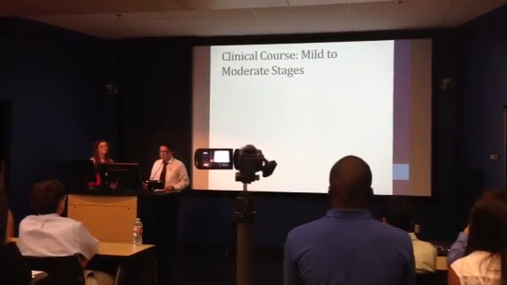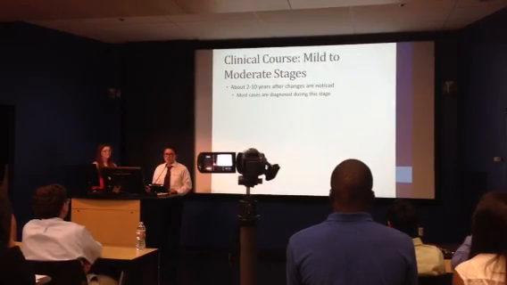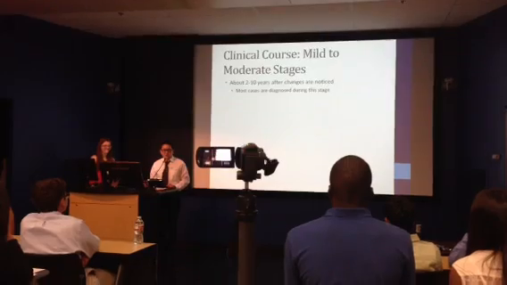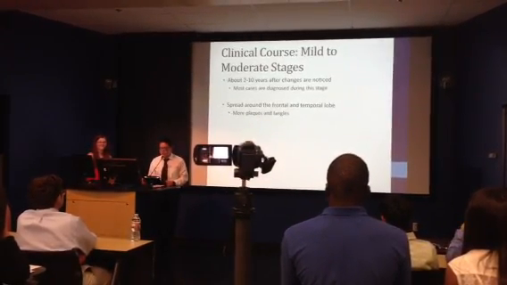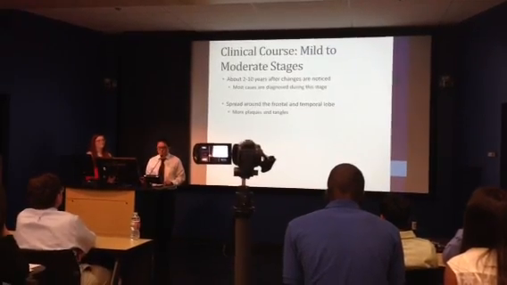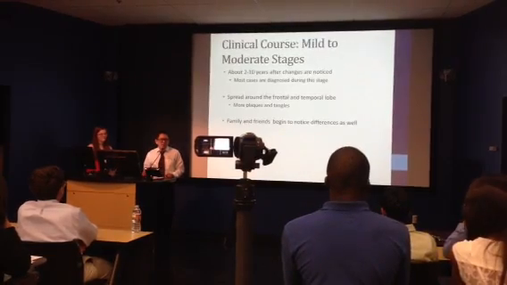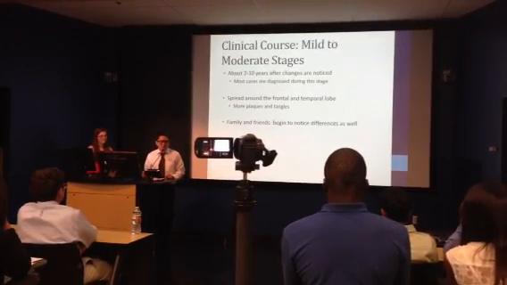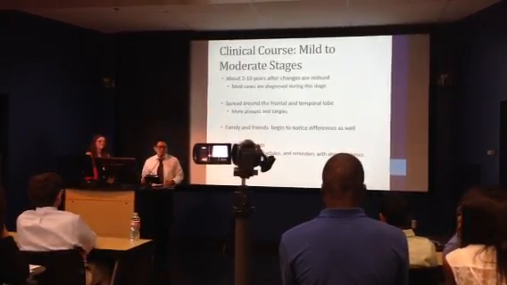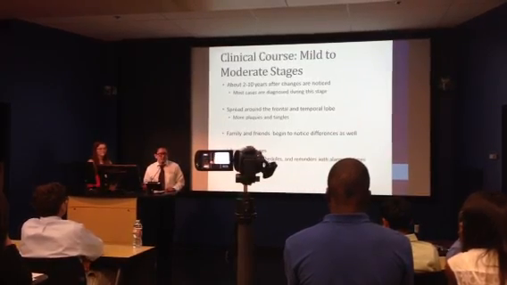So then the second stages are called the mild to moderate stages. These are about 2 to 10 years after the changes are noticed, like those minor changes or lapses in mental function. And so these plaques begin to spread around the frontal and temporal lobes, and they begin to spread to other areas of the brain as well. And family and friends also will notice differences with the patients and the way they comprehend and think about situations. And also this is when lifestyle changes, and many patients will need notes or reminders or alarms to remind them of certain things because they can't remember them.